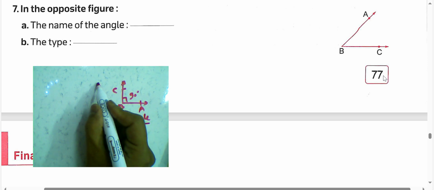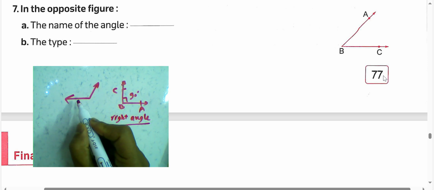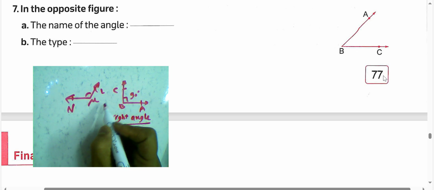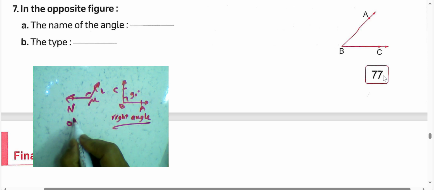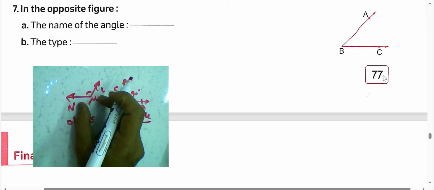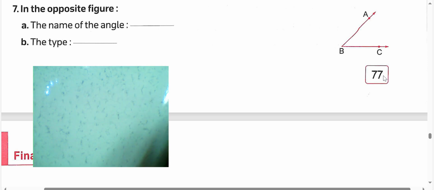And what about this angle? The name of this angle, NML. We call it an obtuse angle, because the measure of the angle here is greater than 90 degrees and less than 180. And what about this angle?